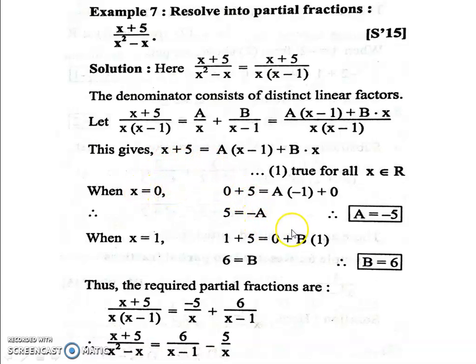That's why we derive the value of A is equal to minus 5. Then x equal to 1, we derive the value of B is equal to 6. So the final answer, we derive minus 5 upon x plus 6 upon x minus 1. You may also write 6 upon x minus 1 minus 5 upon x. The first term being positive does not matter. You may write the final answer this way and this way also, both answers are right.